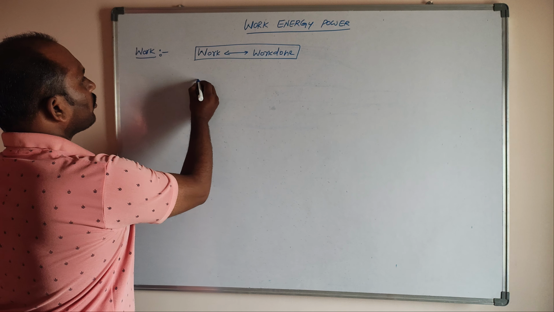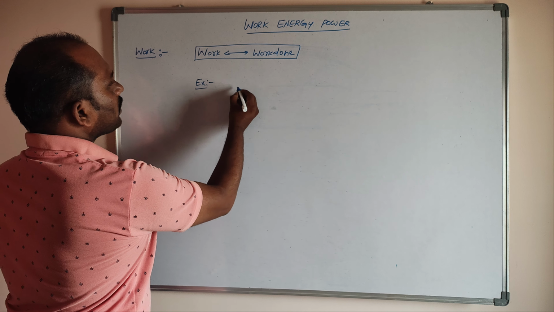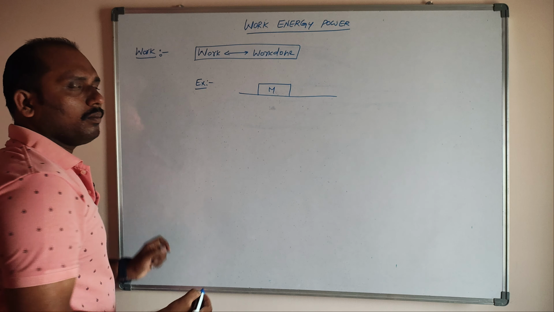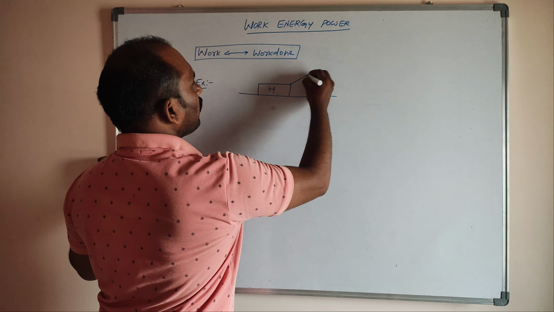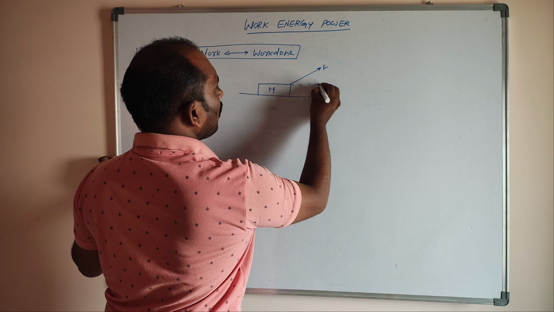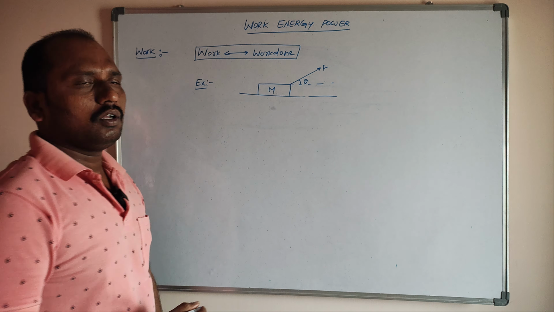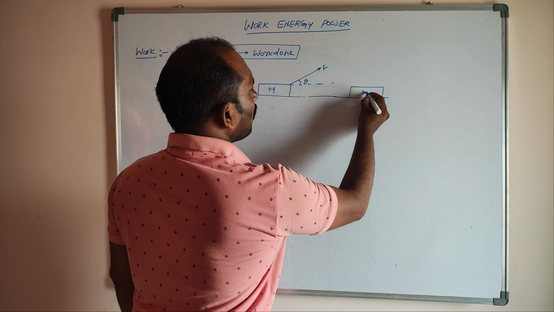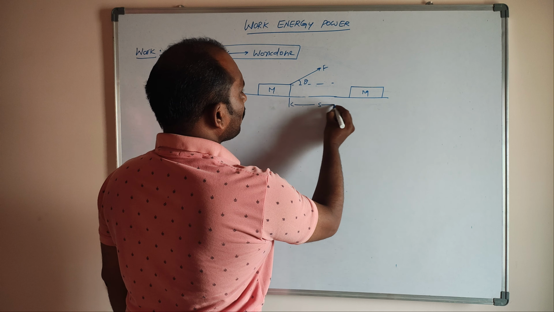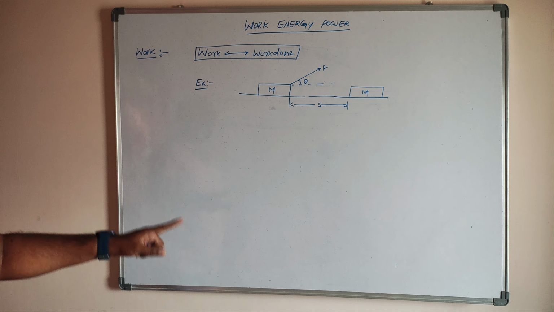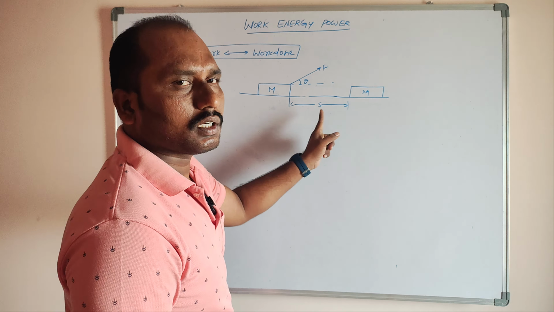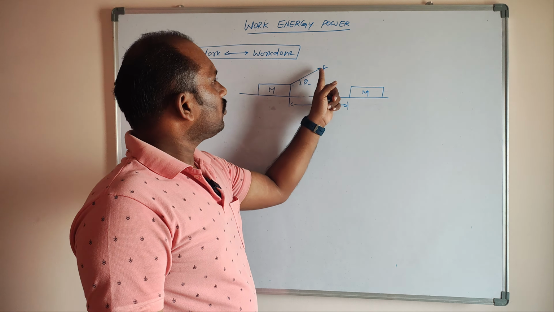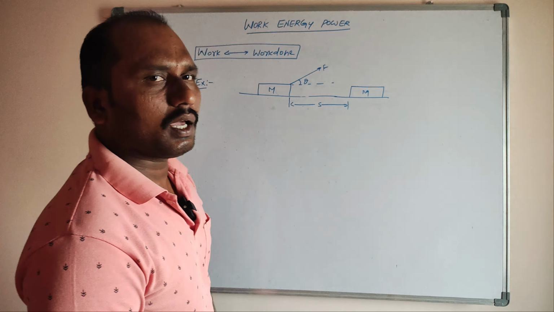Let's take an example so you understand. I take a block of mass m and apply a force F at an angle theta. Because of that, it displaces by a displacement S. Now, generally, work done is always in the direction of the displacement. The force must be in the direction of displacement, but here the force is at an angle theta.